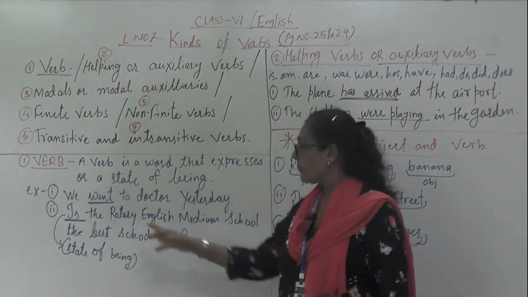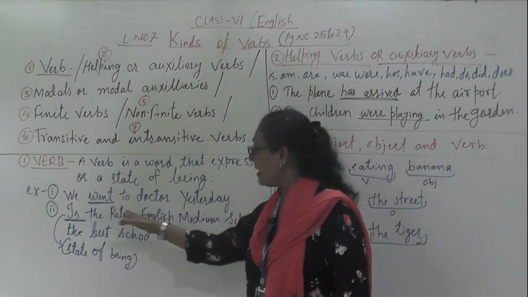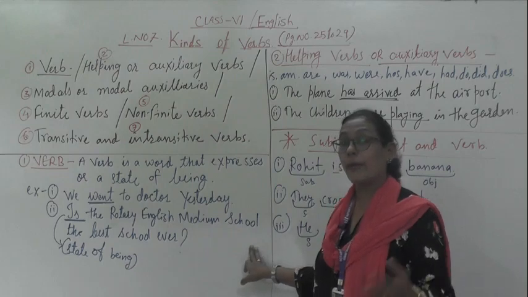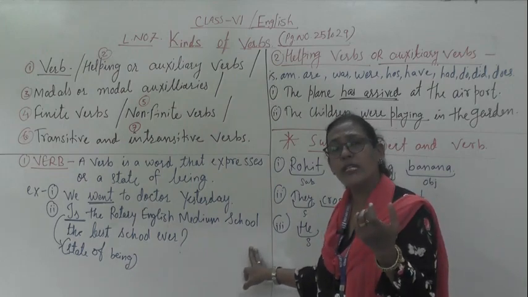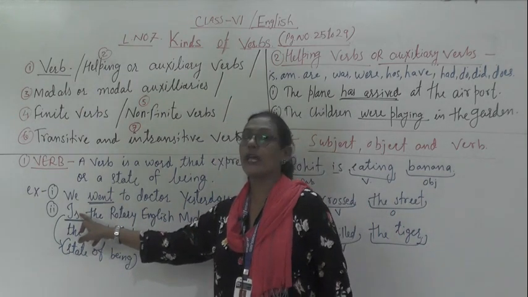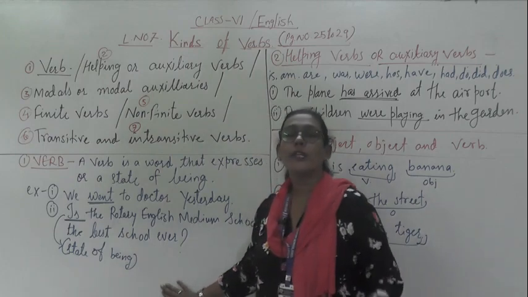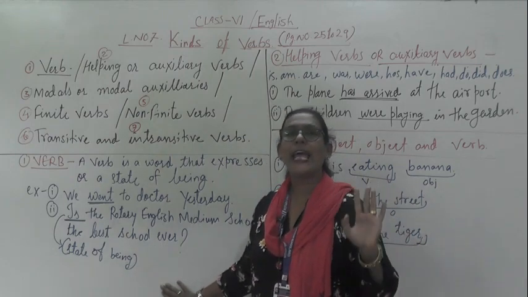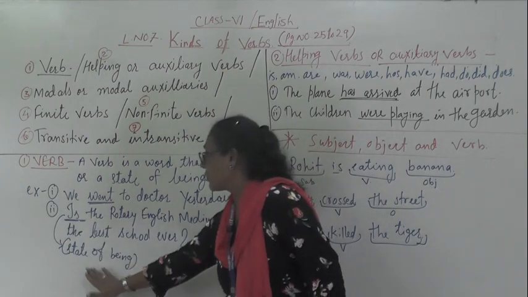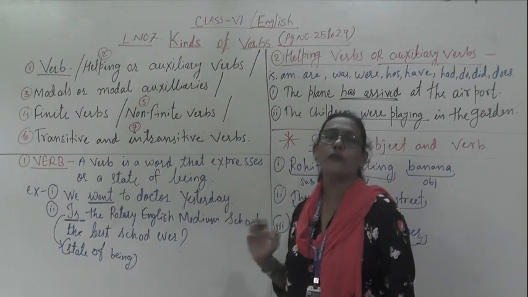The second one: Is the Rotary English Medium School the best school ever? Yes, the best school ever. Which word is the verb in this? Is is a verb. So what is it showing? This is not an action. It's showing the state of being. So, is is a verb in this sentence and shows the state of being. So, this is the definition of a verb.